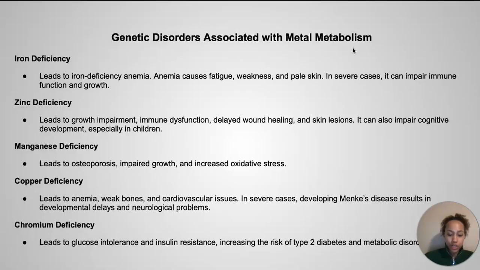Unfortunately, most children with this disease will die early in childhood, so it is a very serious disease. Chromium helps with insulin regulation and glucose metabolism. Deficiency of chromium leads to glucose intolerance and insulin resistance, increasing the risk of type 2 diabetes and metabolic disorders.